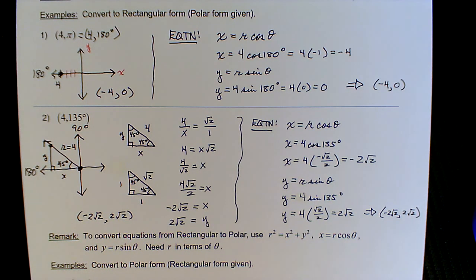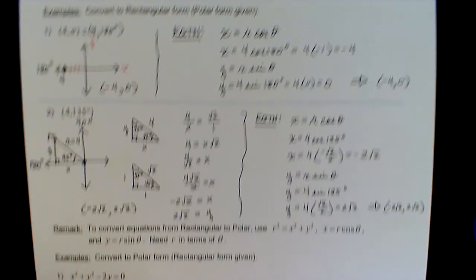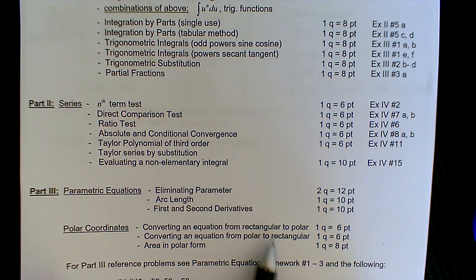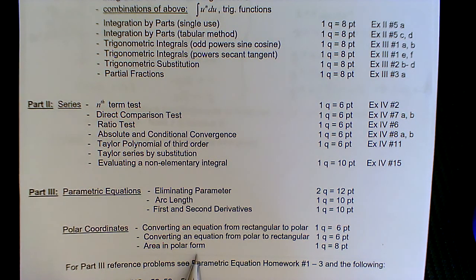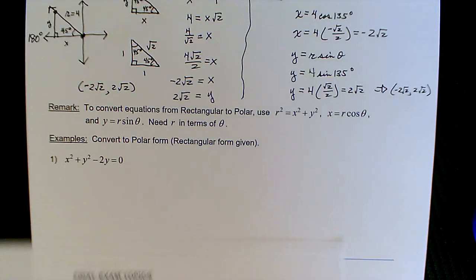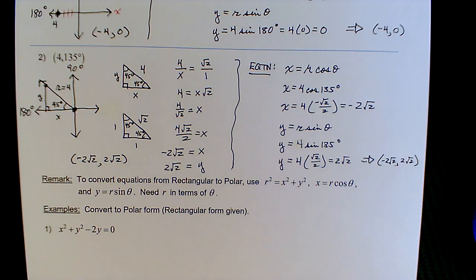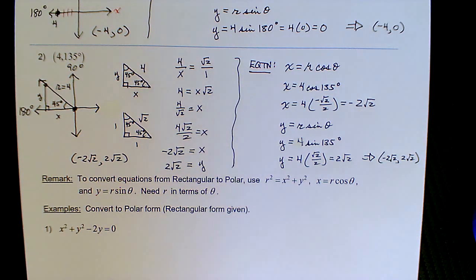Okay, so that's changing points and the theory behind the polar coordinate system. Again, the meaningful stuff is going to be the rest of these lectures, because we're going to look at what you're going to be tested on: converting equations in both directions, and then area in polar form. And then after that, we're done with the course. Hopefully you're excited about that. I know I am. We'll come back and do either 1 or 2 more parts, and then we'll be finished, and we'll talk about a review for the final and getting you prepared.